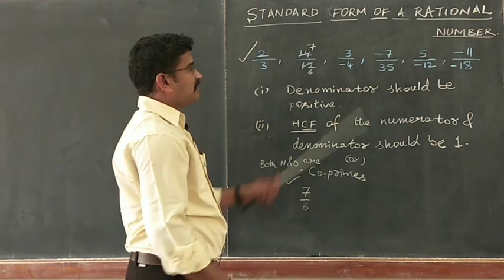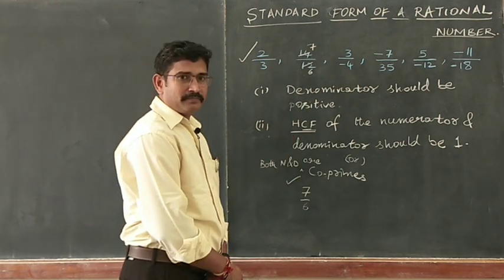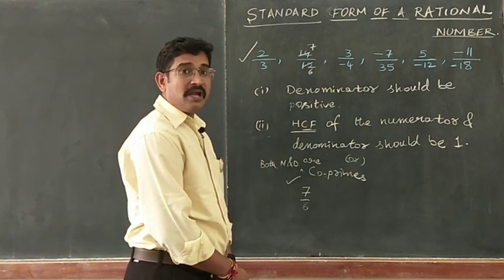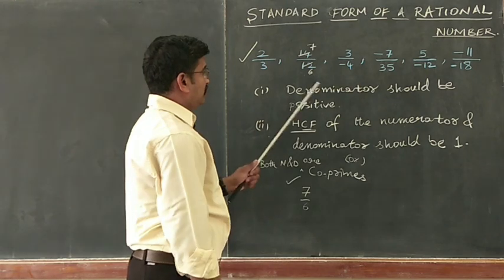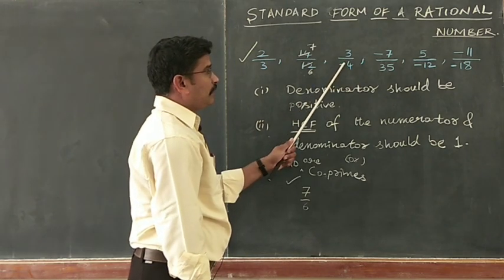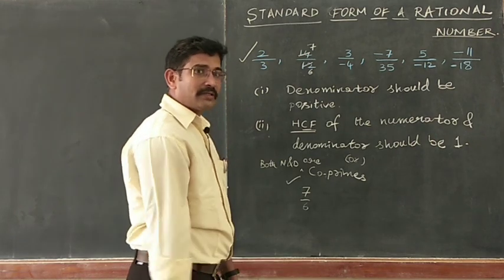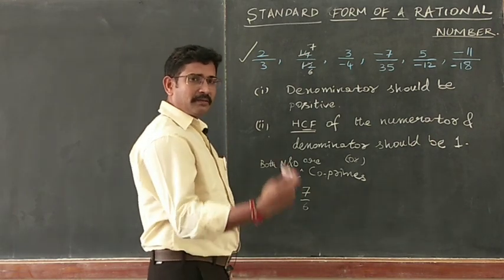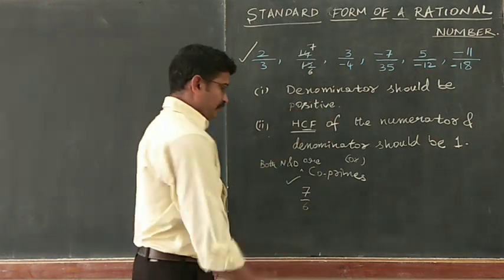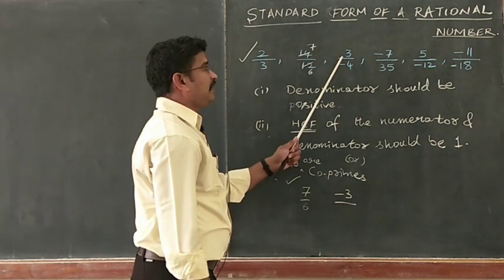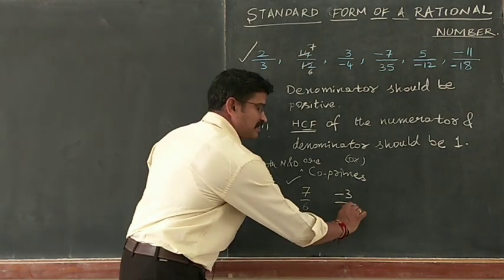Third, is 3 by minus 4 in standard form? No, because the first condition fails. Since the denominator is negative here, what should I do? How should I convert it? Very simple, take that minus sign to the numerator. I can write 3 by minus 4 as minus 3 by 4.